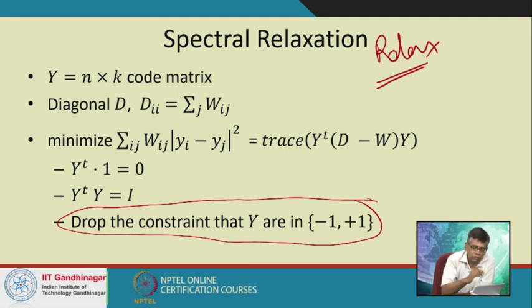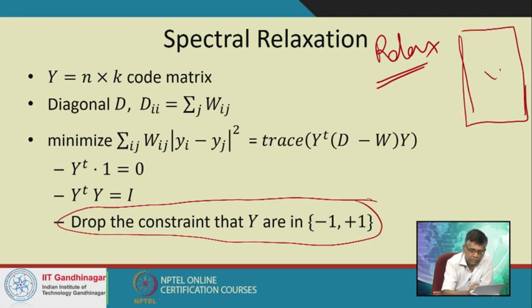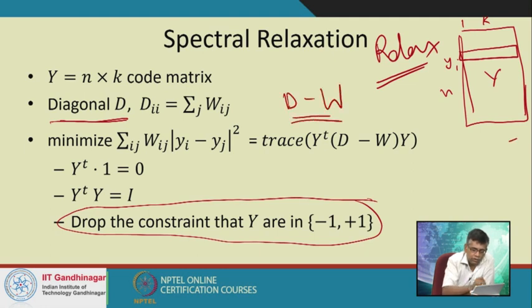I haven't introduced this notation before, so I'm calling y the code matrix. So y is the matrix where every row, yi, is really the binary code for the data point i. And so y is of dimension n by k. It's much easier to write it this way. Here I've defined the diagonal matrix D, where dii is the summation over j of wij. The matrix D minus W is also known as the Laplacian matrix, but we don't need to go into that right now.